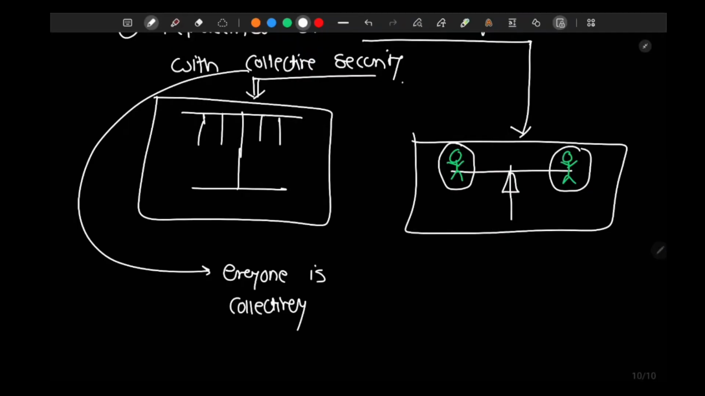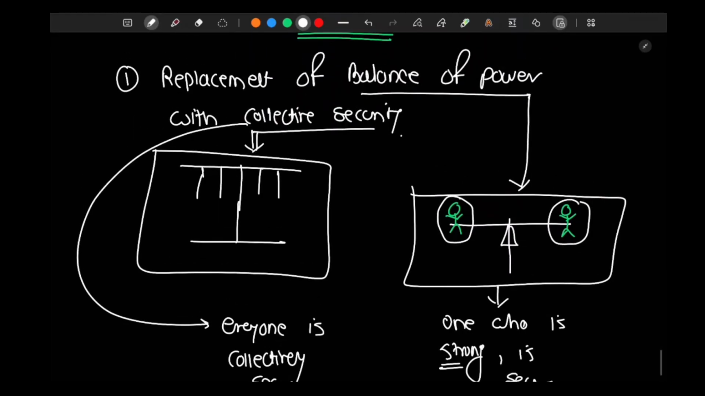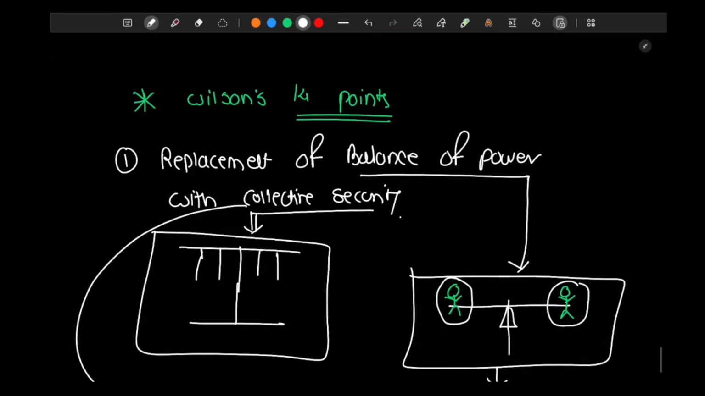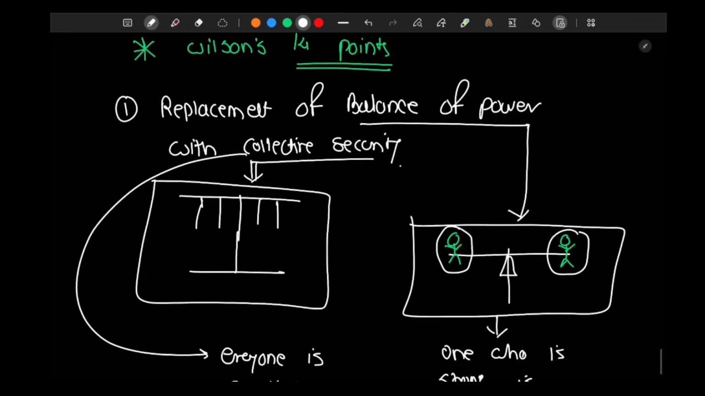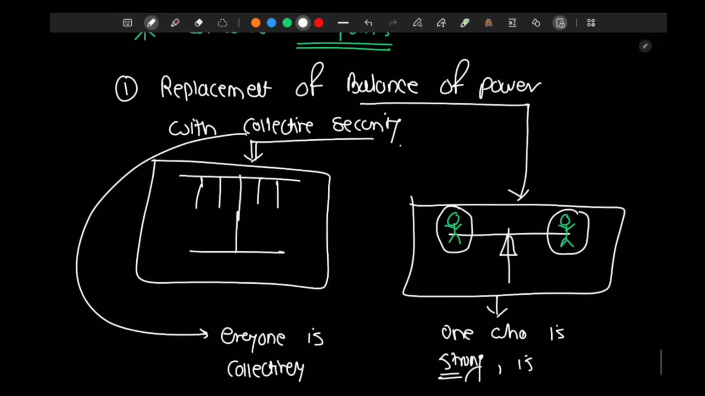But in balance of power, the one who is strong is secure. Even that person is not secure, right? So this is the difference between balance of power and collective security. Wilson's 14 points replace balance of power with collective security. He replaces might is right with security to everyone.